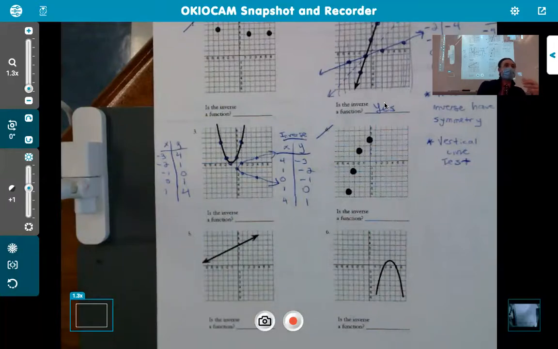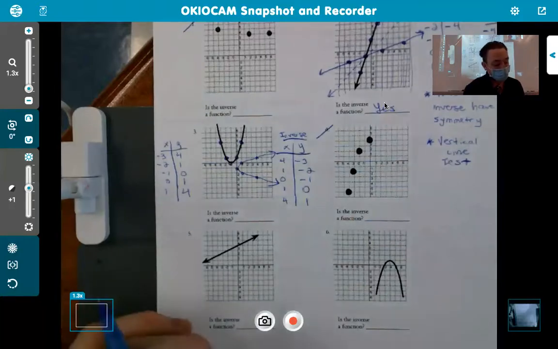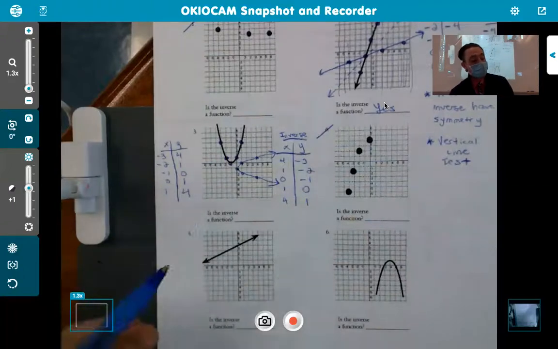Any questions about how I drew that or how I got those values, anything up until this point? Okay. So that would be a way for you to draw the inverse.